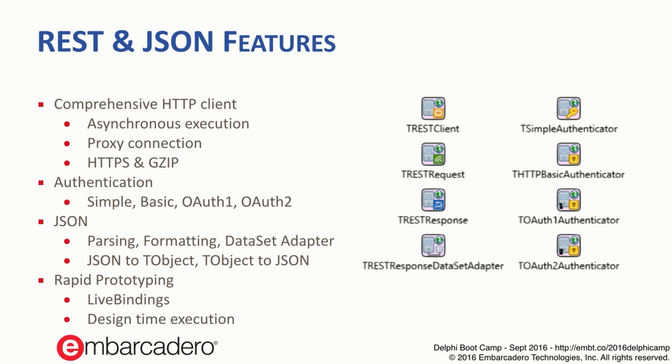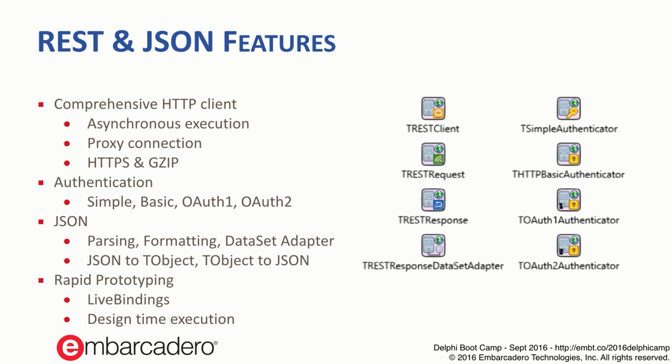So here are the REST client components that are available. The TRESTClient is the main component. It's what you're going to use to connect out. You make a request. You can have multiple requests all using the same REST client. The REST client defines the endpoint. The requests are specific requests being made against that endpoint. Each request is going to get a response back. And then you can take that response, which is in JSON, and use the REST response dataset adapter to convert that JSON response into a data set. That's a really cool feature.